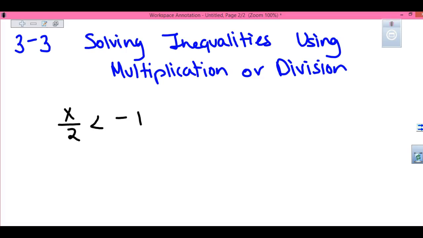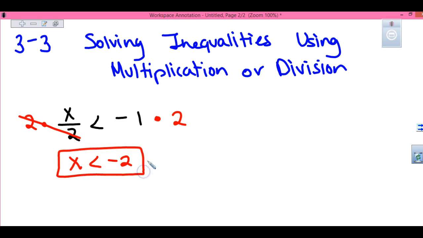Today we're solving inequalities using multiplication or division. So if we have to work out x divided by 2 is less than -1, what's the inverse operation of division? Multiplication, times 2. What you do to one side, you do to the other. So x is less than -2.